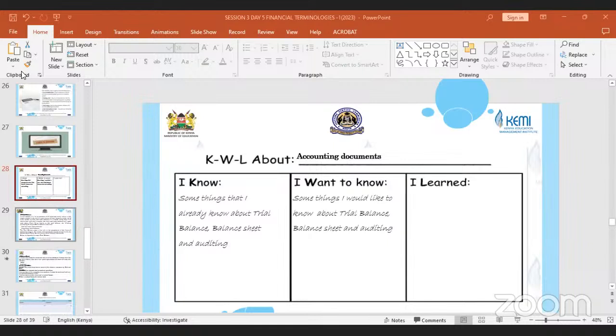So welcome back, members. We are only left with three financial terminologies: the trial balance, the balance.